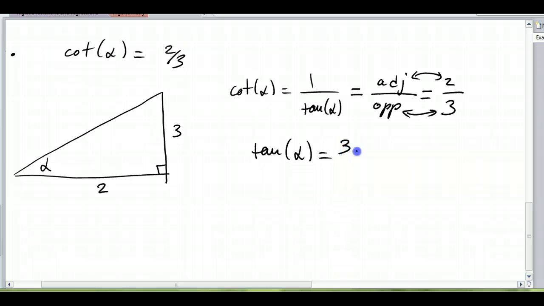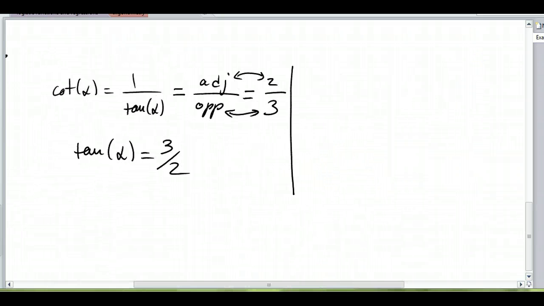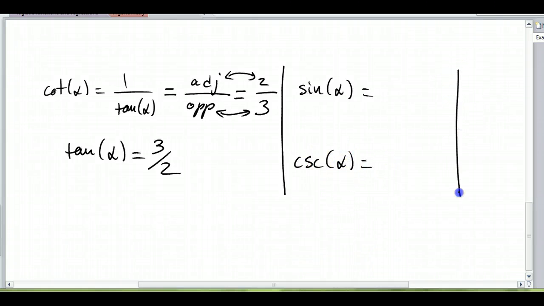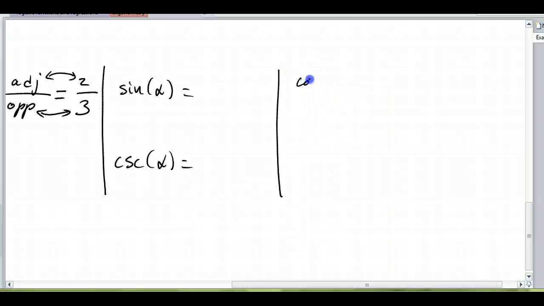Tangent alpha is 3/2, right? You flip it. All right, and so let's write the sine of alpha, and I'll write the cosecant of alpha, and here I'll write the cosine of alpha and the secant of alpha.